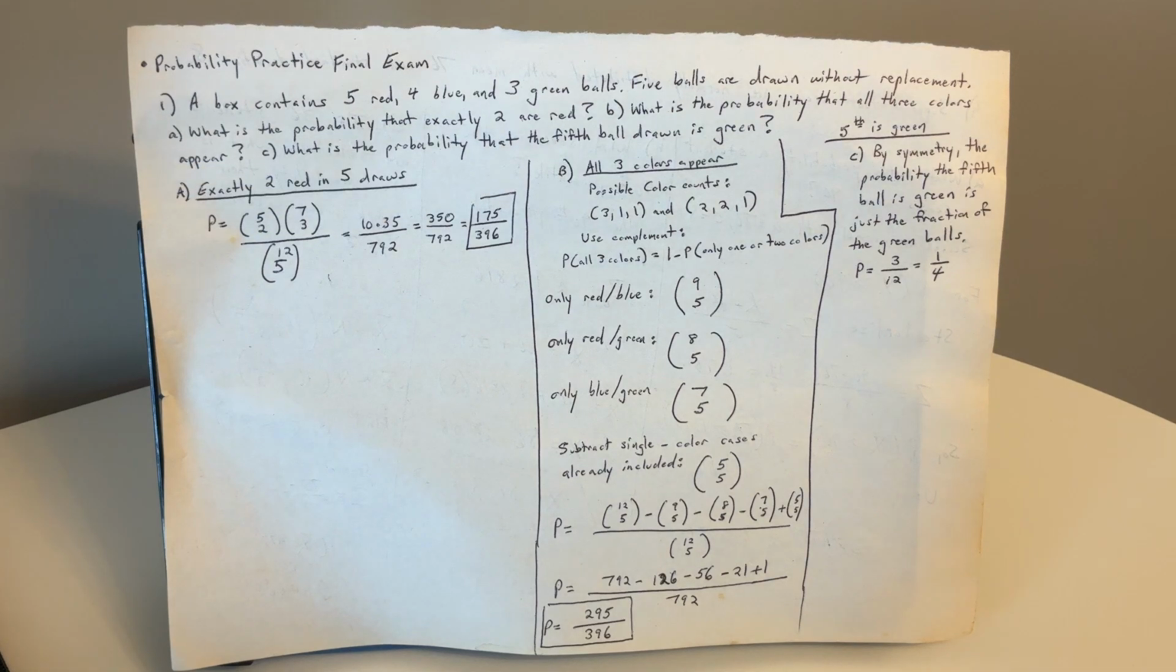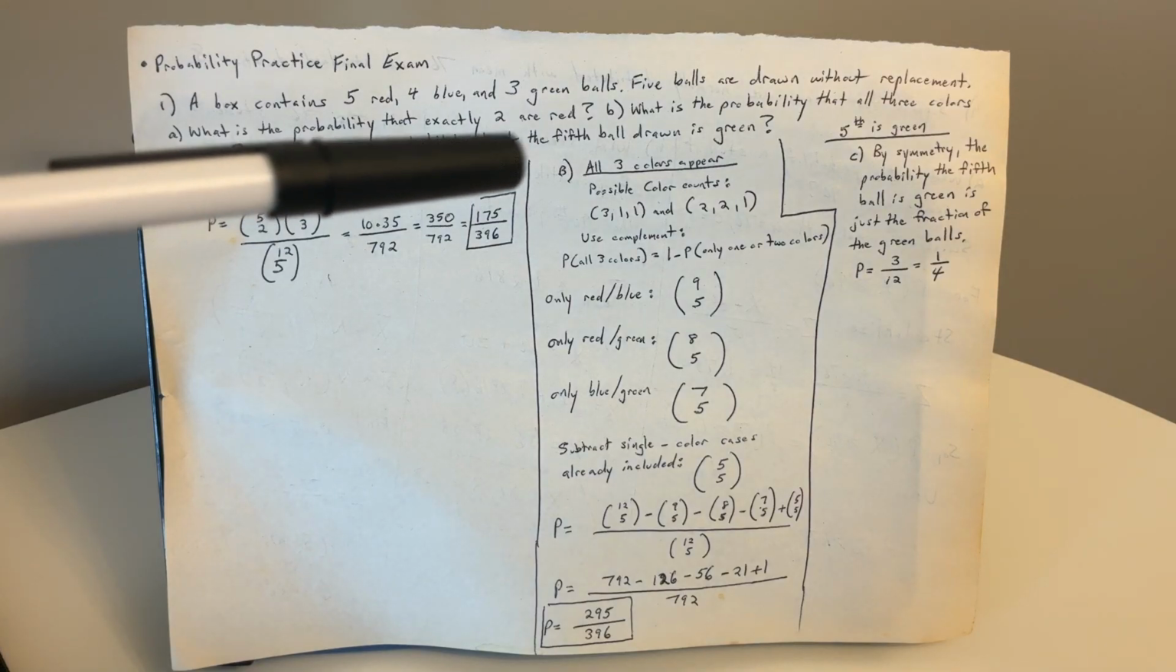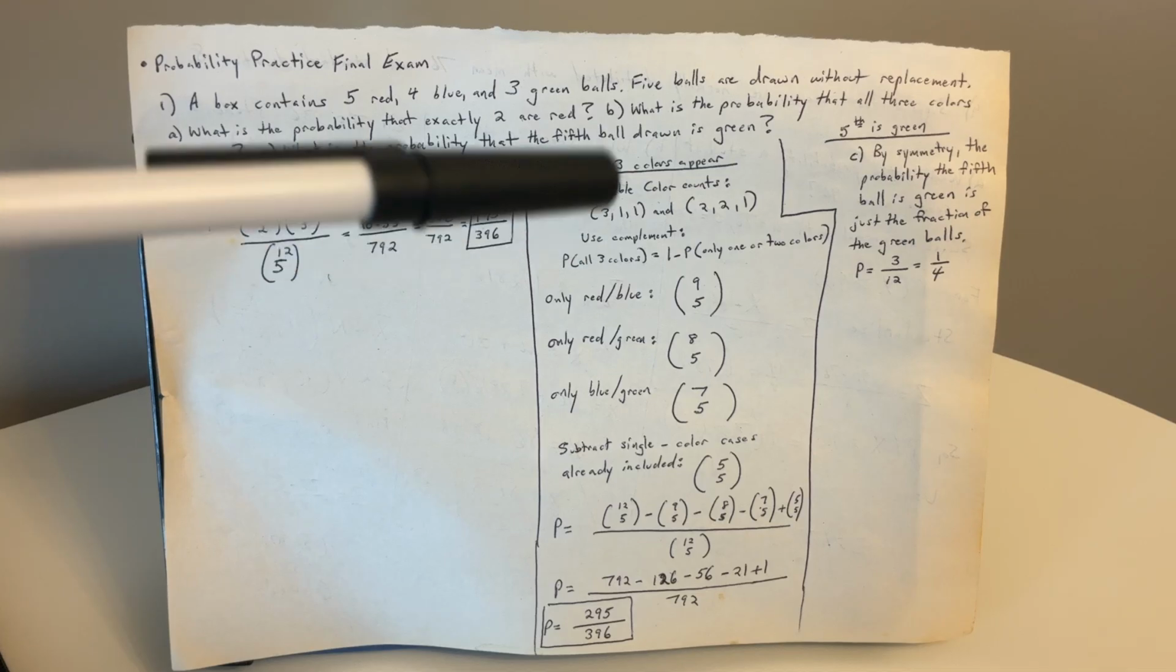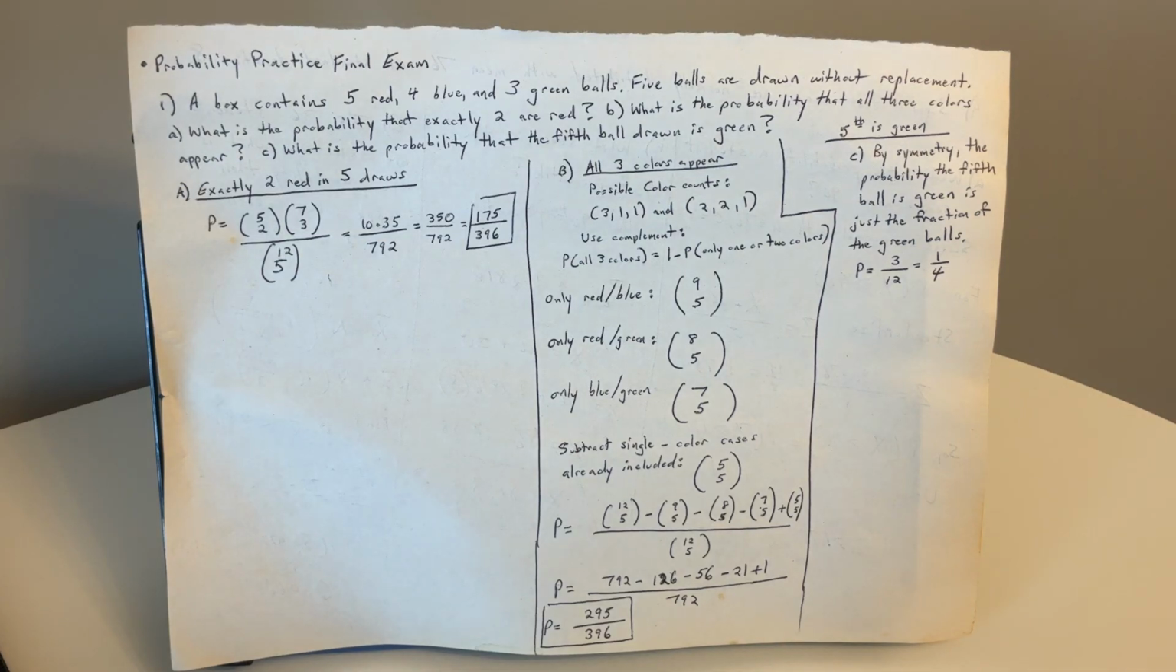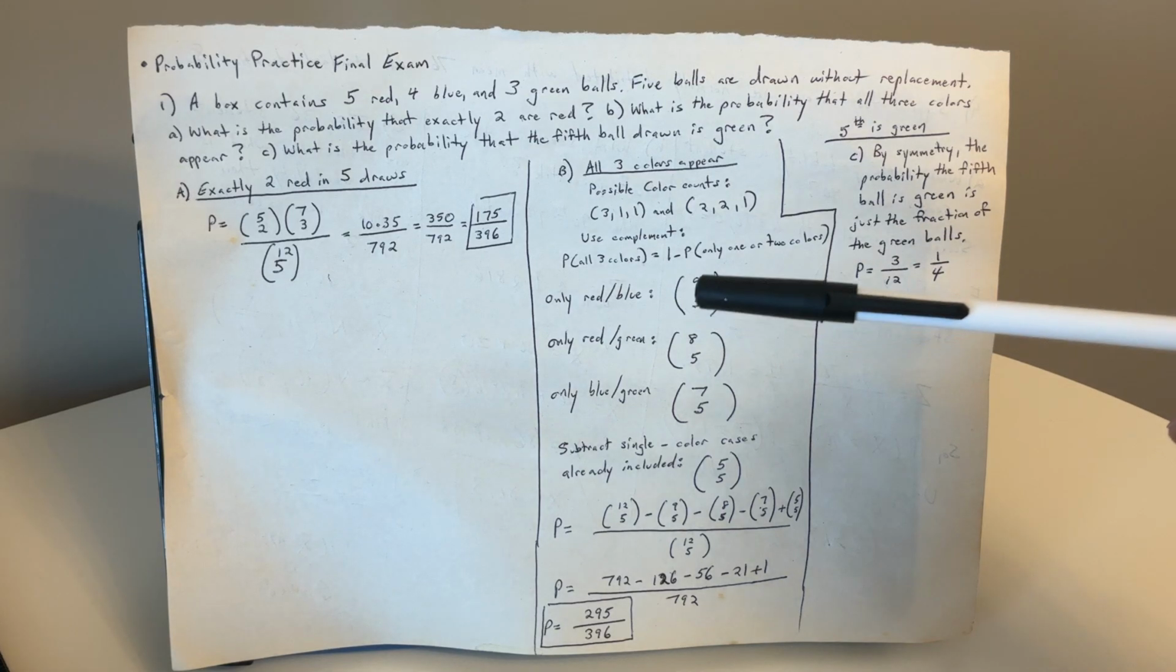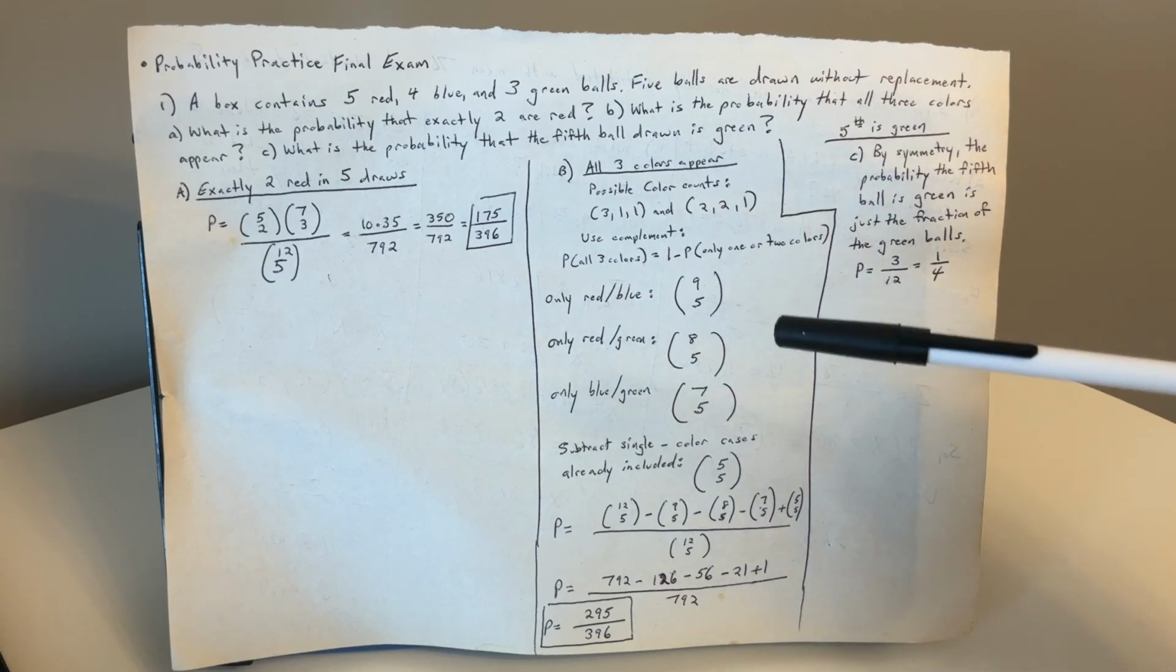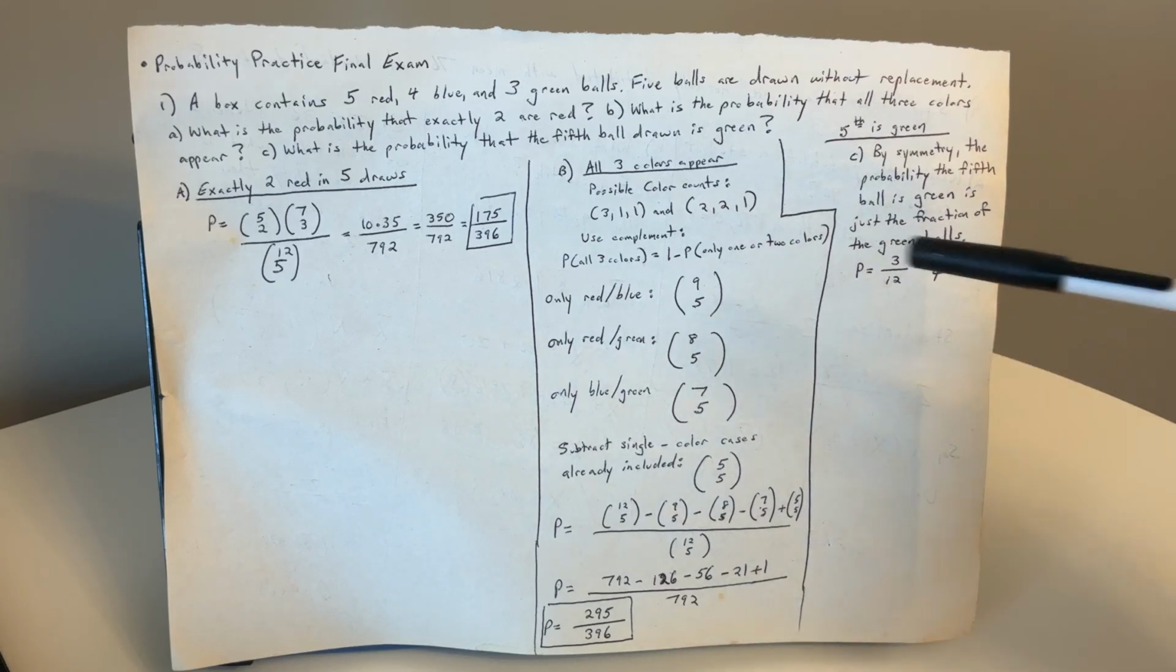Letter B. What is the probability that all 3 colors appear? So here are possible color counts with 3, 1, 1 and 2, 2, 1. In this situation, use a complement probability of all 3 colors. Let's see what we have here. Only red, blue: (9 choose 5). Only red, green: (8 choose 5). Only blue, green: (7 choose 5).